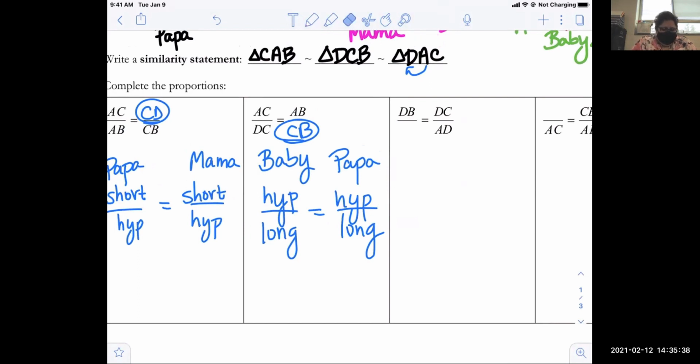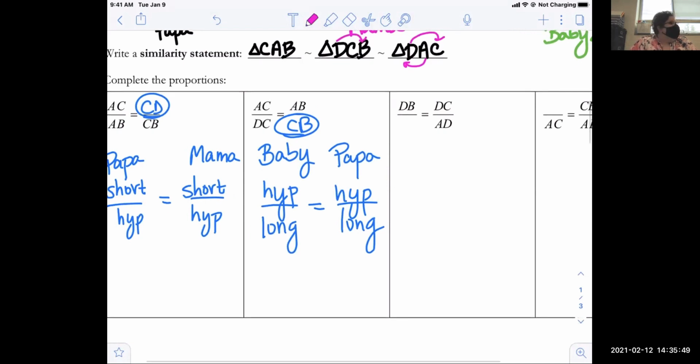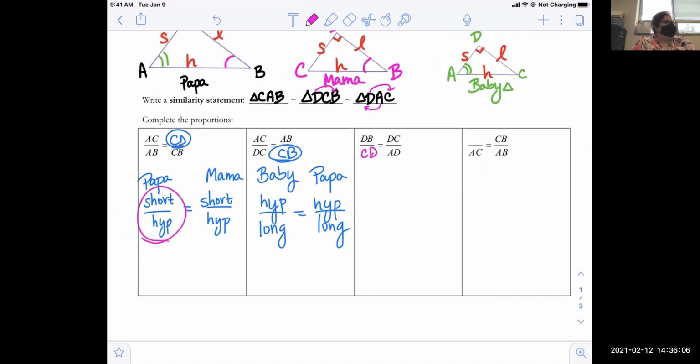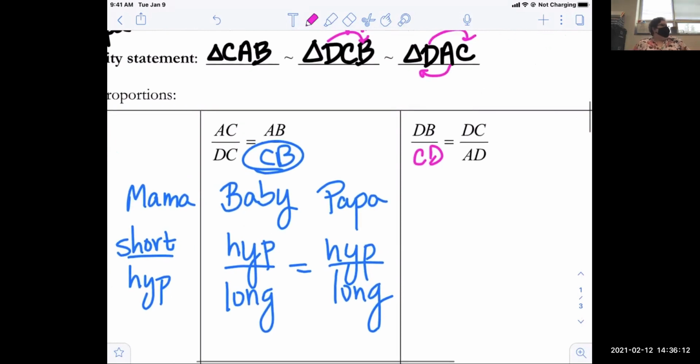So again, on the right side, DC, AD. So on this one, it should be DB over what? DB over. Finley, CD, okay? So again, you can go through and figure out literally which sides you're comparing and which triangles you're comparing. But if you have the similarity statement, you can do the same thing that we did with congruence, right? Just match up the vertices and figure out what needs to go in that proportion.